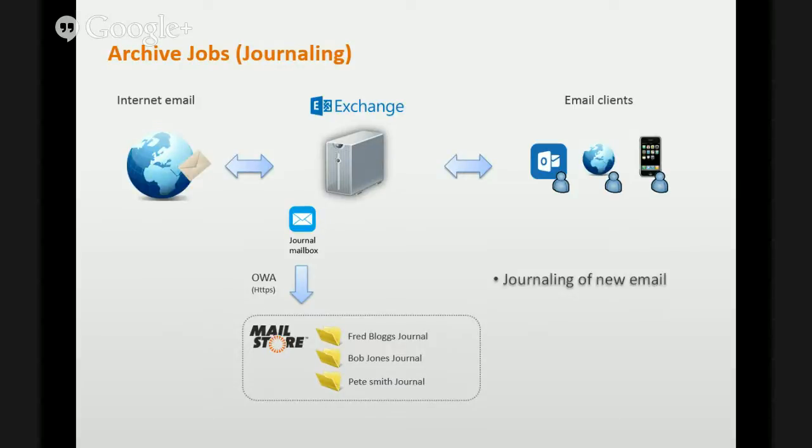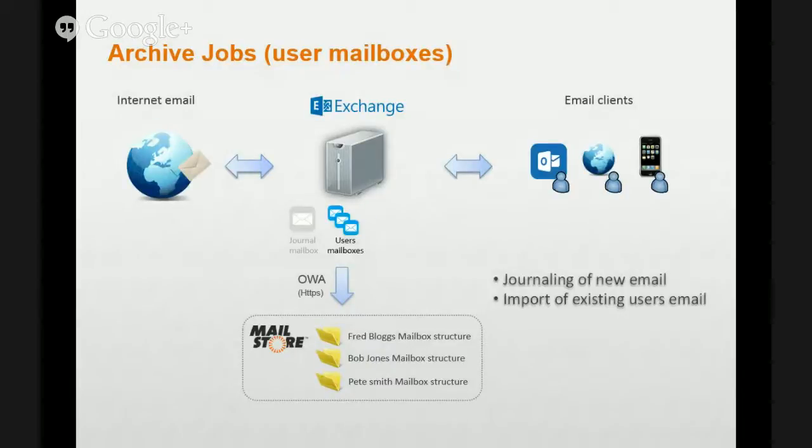We typically set up a second job that pulls in users' mailboxes. So this job's role is to go and connect to Exchange as a power user, as a user that has impersonation rights, which I'll show when we run through the demonstration. And it will collect mail for each of the users in turn from their mailbox and the structure. So if they've got a complex folder structure under inbox, for example, all of that is replicated in MailStore. So it's synchronizing what's in their current mailbox and bringing it into MailStore.